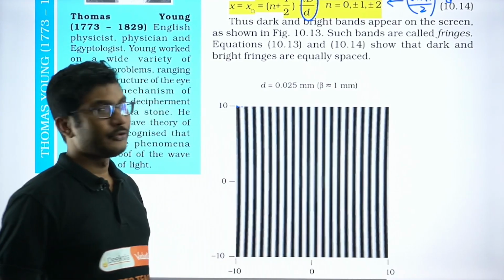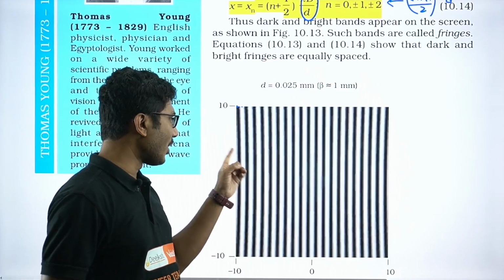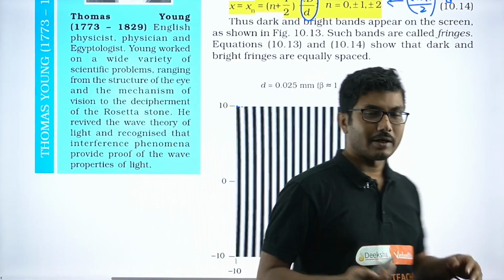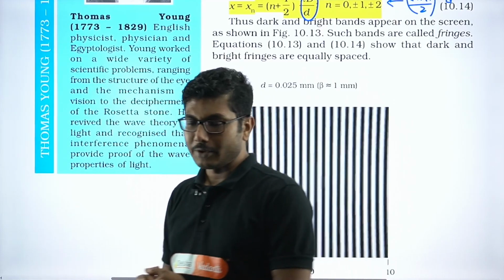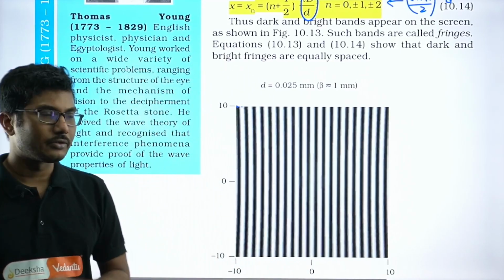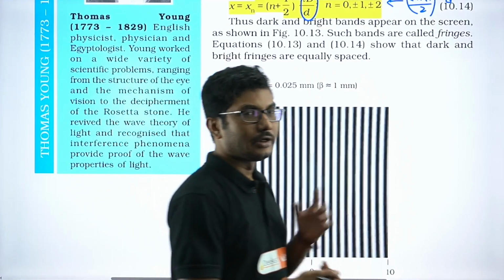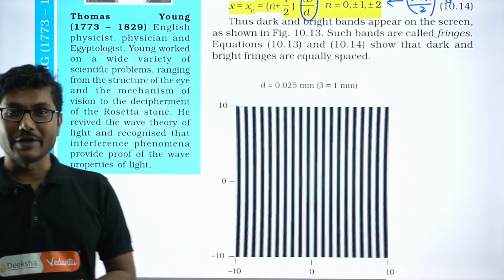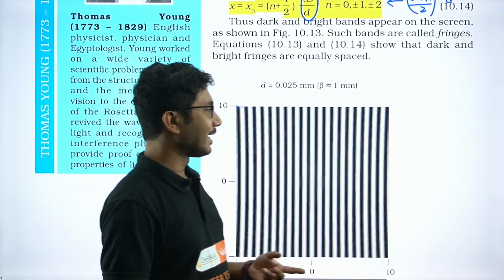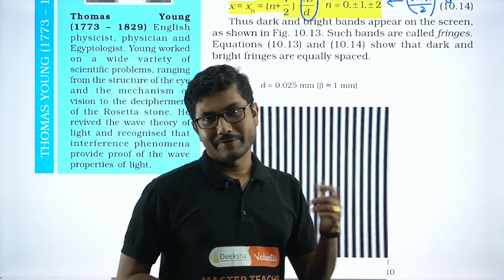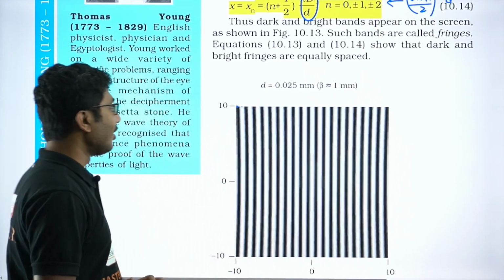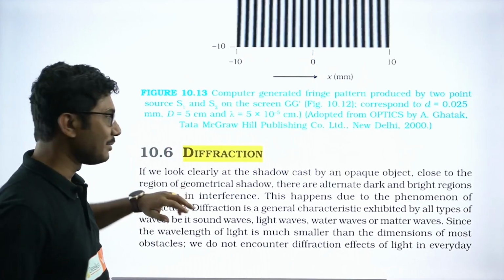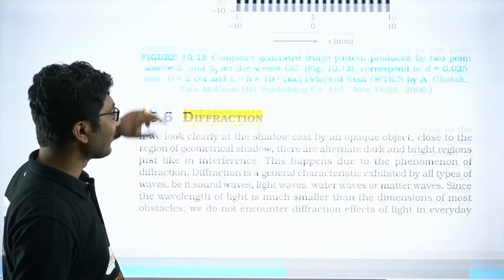If you do this experiment in your laboratory, obviously white will not be there, but it will be bright. Generally you don't get white, because if you are using yellow light, sodium light, you will get yellow and dark bands consecutively. It will be very beautiful. If you get a chance in your laboratory, maybe in BTech or physics, you will observe it. It is very mesmerizing. Okay, next is diffraction.